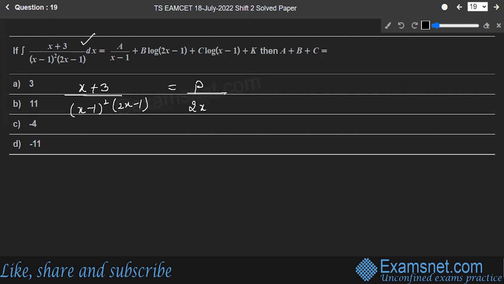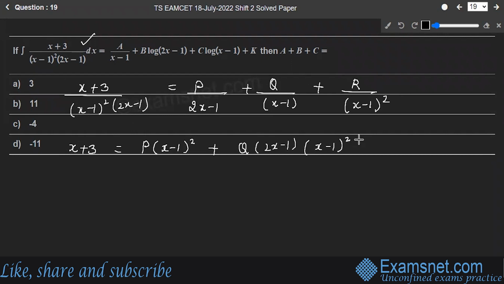P upon 2x minus 1 plus q upon x minus 1 plus r upon (x minus 1) square. So taking the LCM, the denominators will be cut down. You will be left with x plus 3 is equal to p into (x minus 1) square plus q into (2x minus 1) into (x minus 1) plus r into (2x minus 1). Now let's put x is equal to 1. If I'm putting x is equal to 1, you will have 4 is equal to, this will cancel out, this will cancel out, and you will be left with r into 1. So r comes out to be 4.